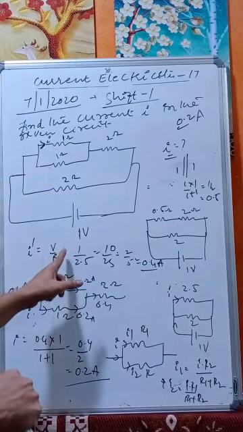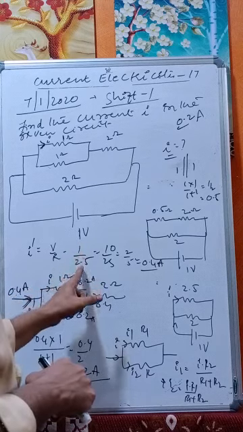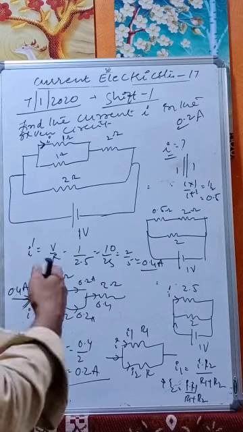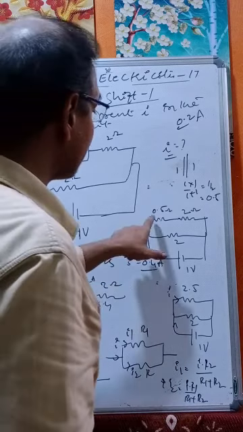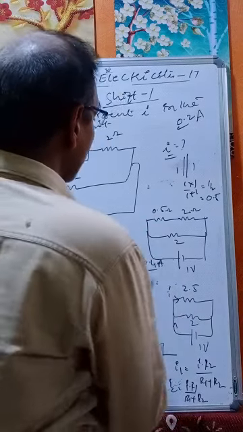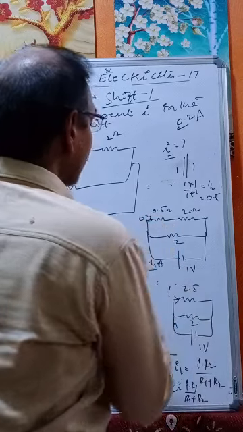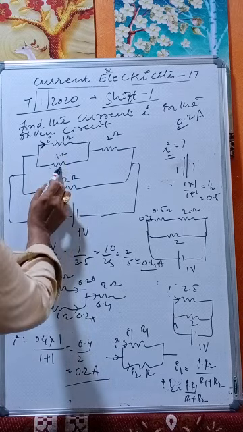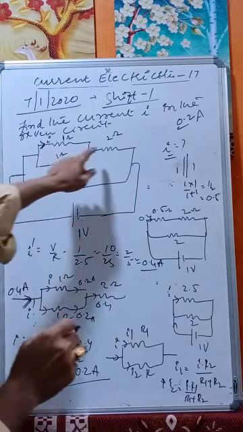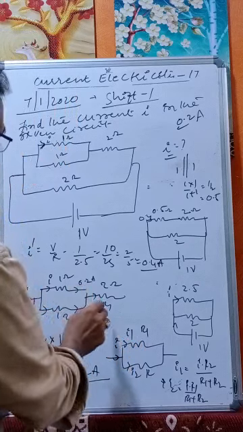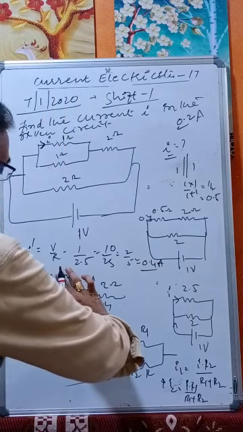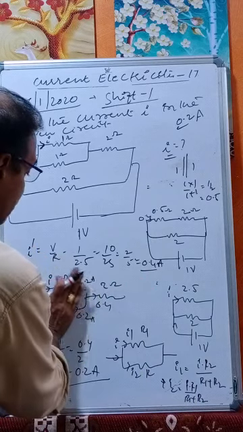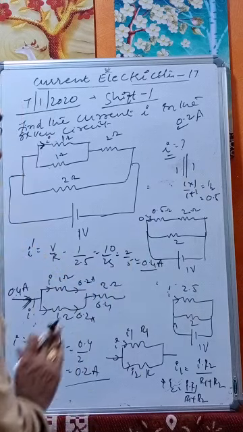Therefore, I dash is equal to V by R. V is 1, R is 2.5, therefore it becomes 10 by 25, that is equal to 0.4. Now the current to this branch is 0.4, we got. Now that 0.4 is flowing through the 1 ohm and also through this 2 ohms. These two are in parallel, in series with this one. Therefore 0.4 splits into 2 branches, and these again combine and come out as 0.4.